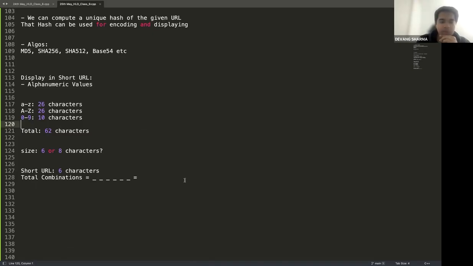Come on guys, simple permutation and combination question. 6 seats are there. Each seat can be filled in 62 ways. It's very simple, guys, nothing to complicate here. The first seat can be filled in 62 ways, the second in 62 ways, the third in 62, fourth, fifth, and sixth.